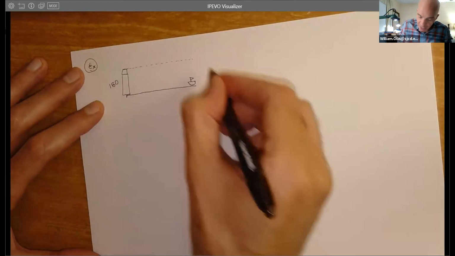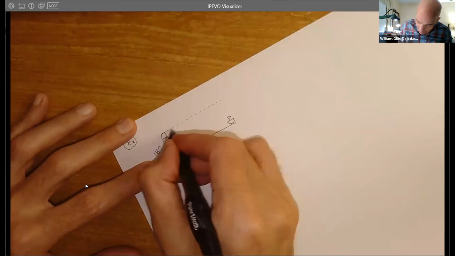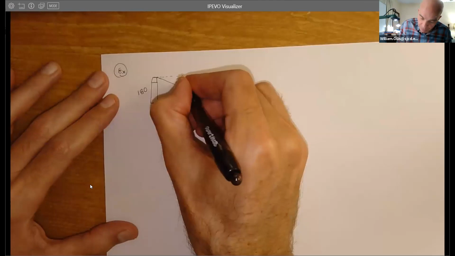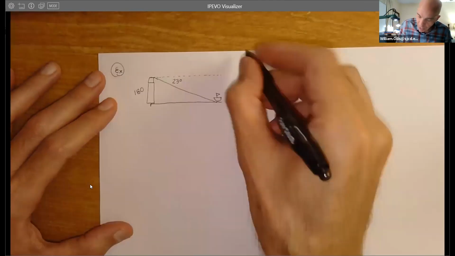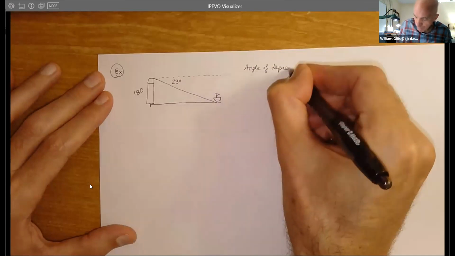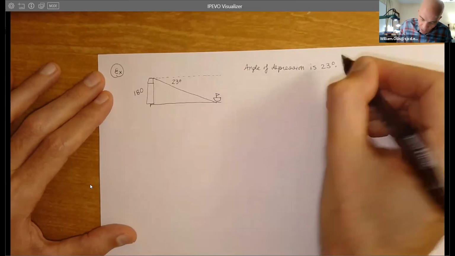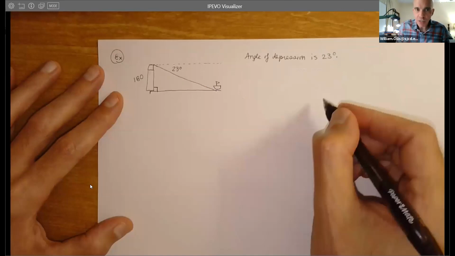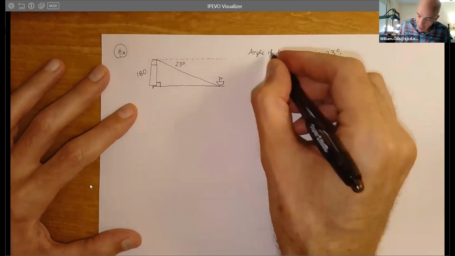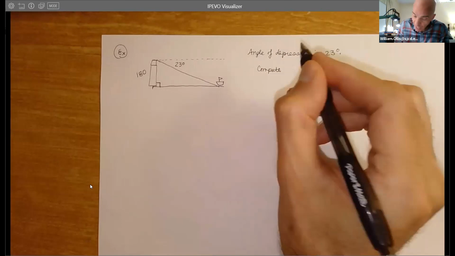You're given that the angle of depression to the boat where you're paddling is 23 degrees. So we'll say angle of depression is 23 degrees. And so, of course, we have a right angle here. We have to make that assumption to do the problem. And then we're asked to compute the boat distance from the lighthouse.